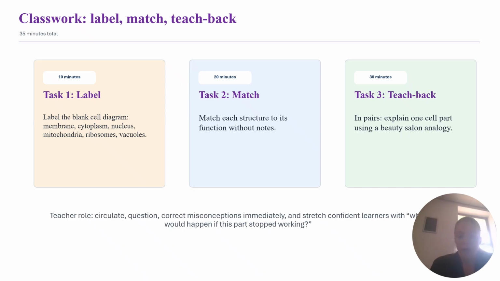So I'd like you to go back through your workbook and label the cell diagram. I'd like you to match each structure to its function without notes. And if you're rewatching this because you were absent, use the person that was here and available on that lesson, ask them to look through their workbook and work with them on how to complete task 3 between you.